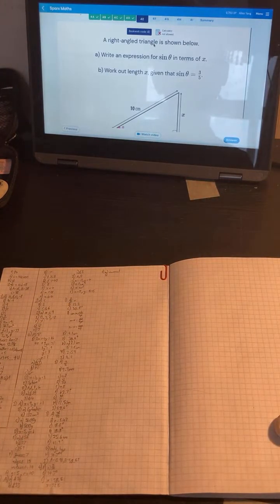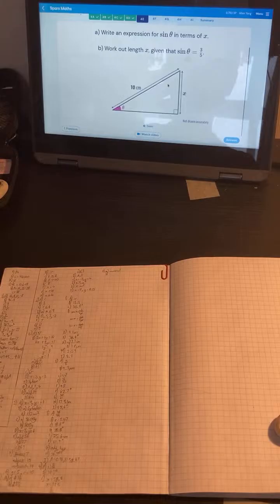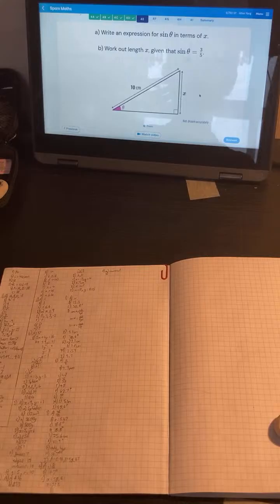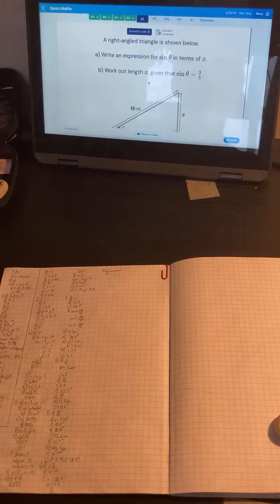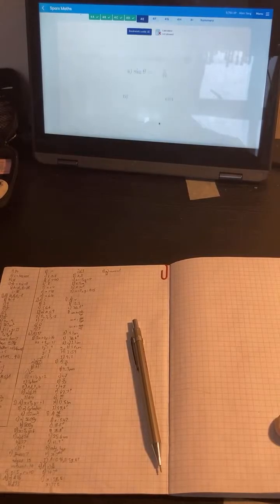A right angled triangle is shown below. Write an expression for sine theta in terms of x. So, what? The question, so x over 10, is this what it wants? Bit weird of a question. Right, work out the length of x given that sine of theta is 3 over 5. So 3 over 5 is equal to x over 10, so x is 6. Boom.